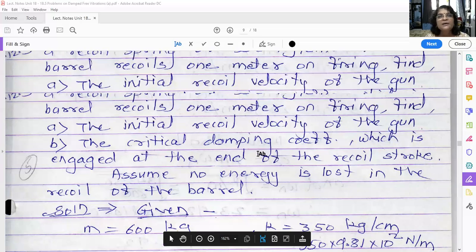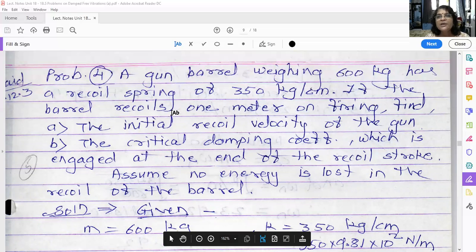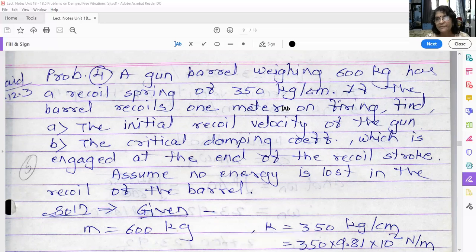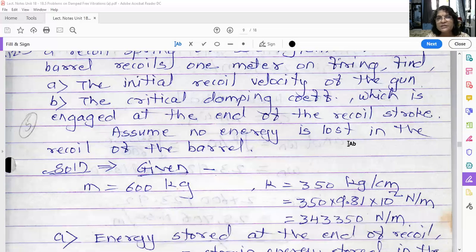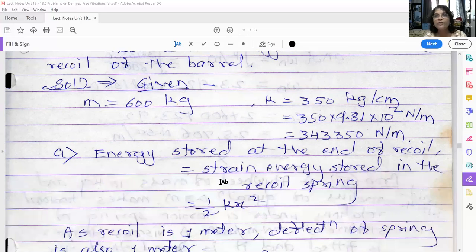Okay, next, if the barrel recoils 1 meter on firing, that means the spring displacement will be 1 meter. Find the initial recoil velocity of the gun, that means v, that is x dot, we have to find out. And secondly, the critical damping coefficient which is engaged at the end of the recoil stroke, that is cc, we want to find out. Here we have to assume that no energy is lost in recoil of the barrel. That means while converting potential energy into kinetic energy or vice versa, we assume there is no loss.